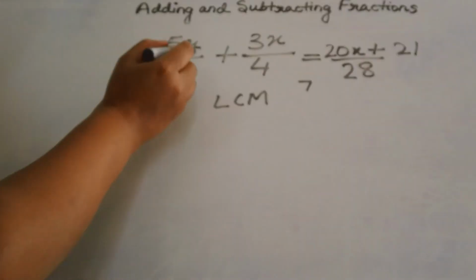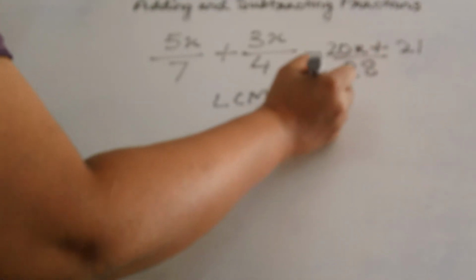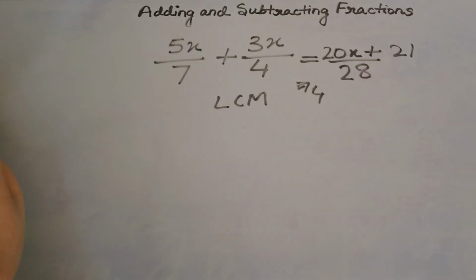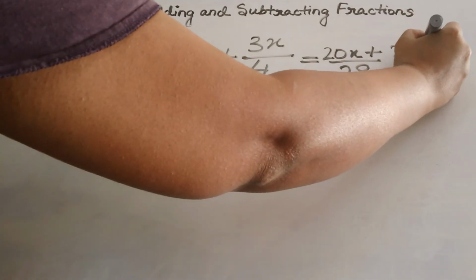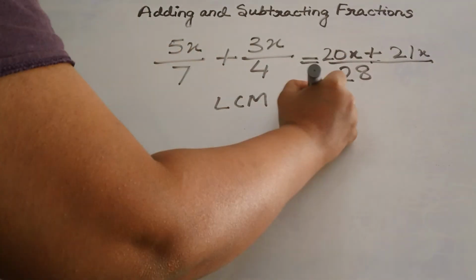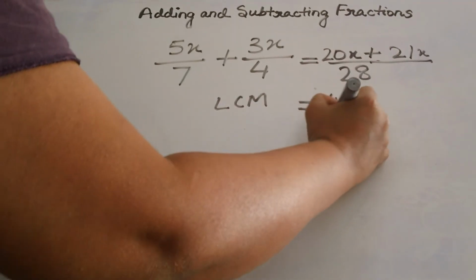Oh, actually it's not 5. 7 4s were 28, so yeah, so 4 5s are 20. Okay, I was right. Okay, so 20x plus 21x by 28. So this is 41x by 28, our answer.